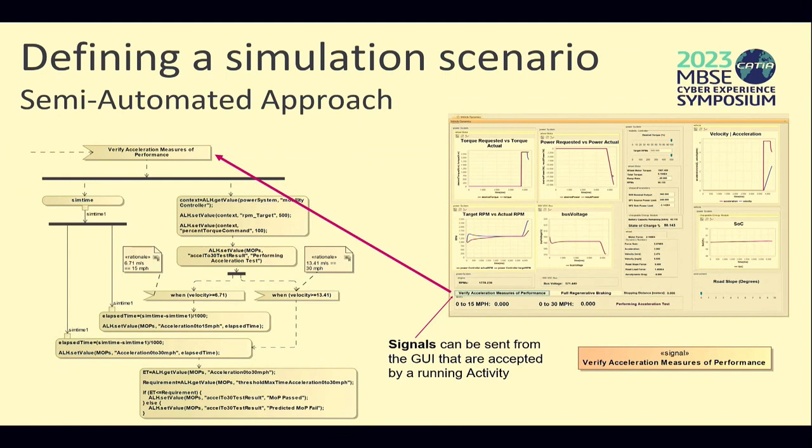And this is what that looks like in the actual activity diagram. When we sent that signal, there was an accept event action listening for that signal, and as soon as that happened, this kicked off, which is what essentially updated the RPM target and the percent torque command. And then this is how it actually did that acceleration test to determine whether or not we met the requirement.